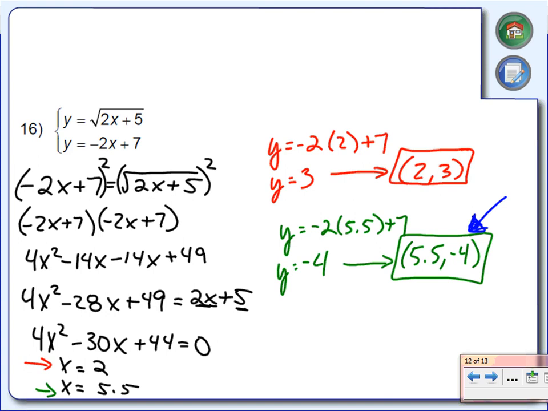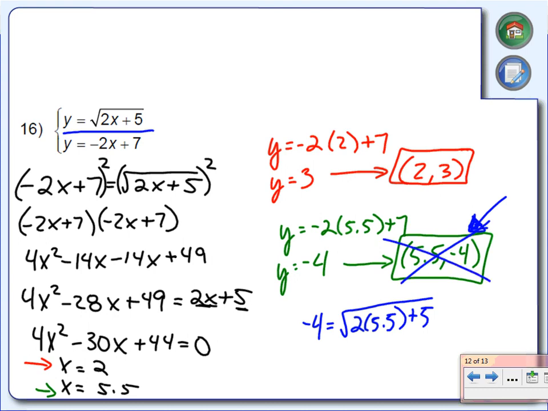Tell you what, let's plug in that so you can see. Let's plug it into the first equation. Remember, the y value, we just figured out that was a negative 4. The x value, we said that was 5.5. Now, I should get a true statement. The left side of the equation should match up with the right side. So if I take the square root of 2 times 5.5 plus 5, is my answer going to be a negative 4 here? No. So this ordered pair that we found here, it's not going to work.